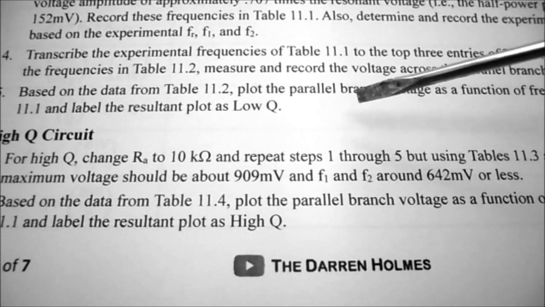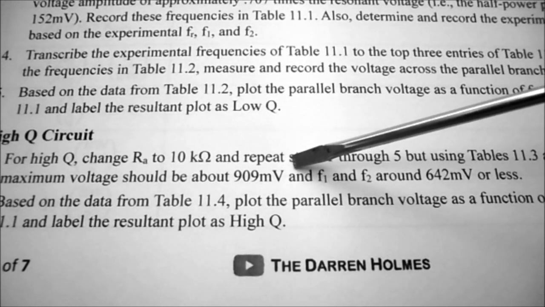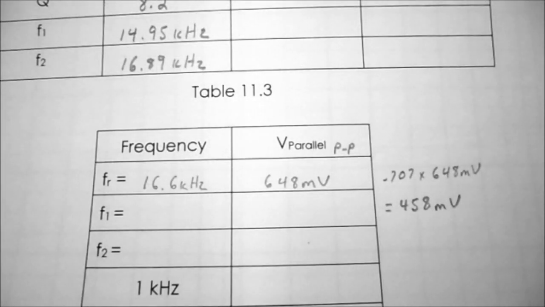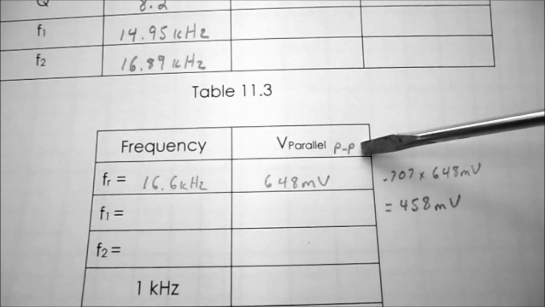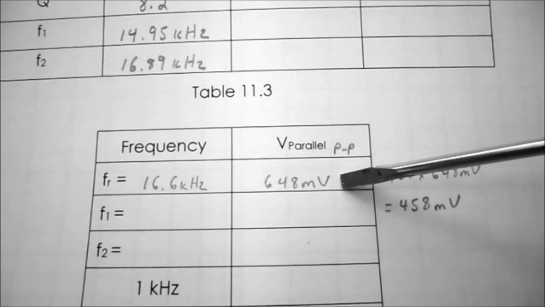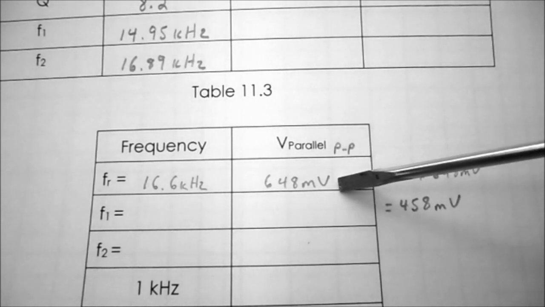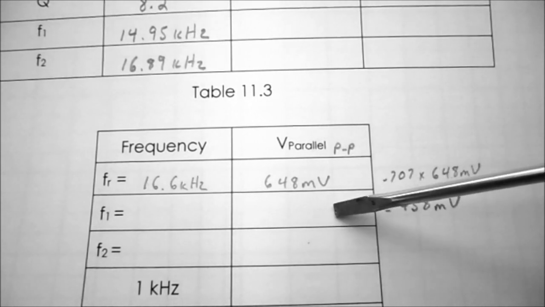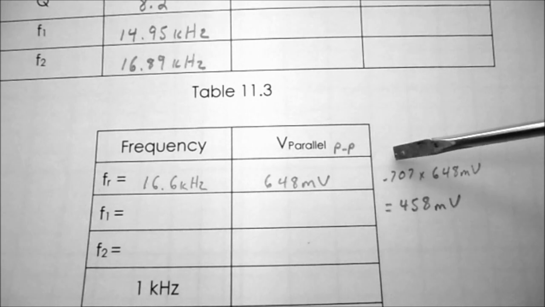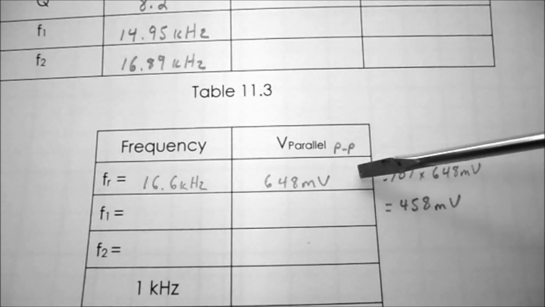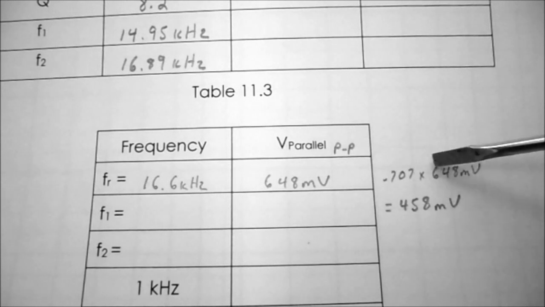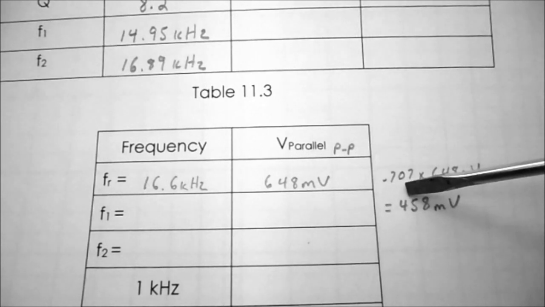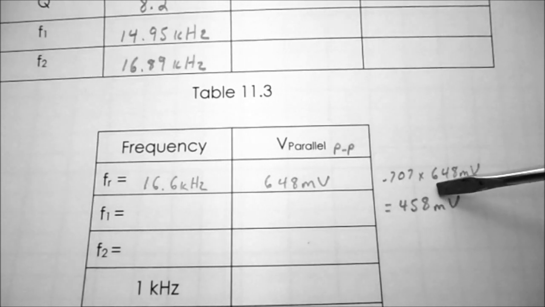Now please note that in the procedure, we said the maximum was going to be 909 millivolts or less. And our maximum V parallel was 648 millivolts, which is less than the 909 millivolts maximum that was possible. So to find F1 and F2, we have to take 0.707 of our measured max for our circuit, which was 648. So F1 and F2 should be somewhere around 458 millivolts.